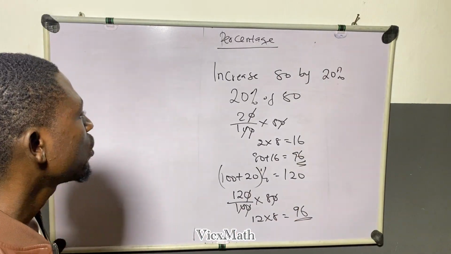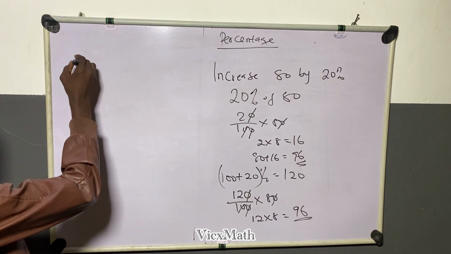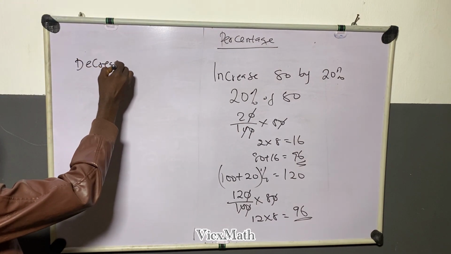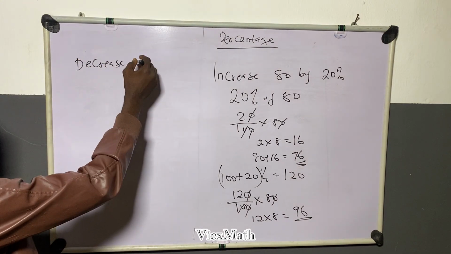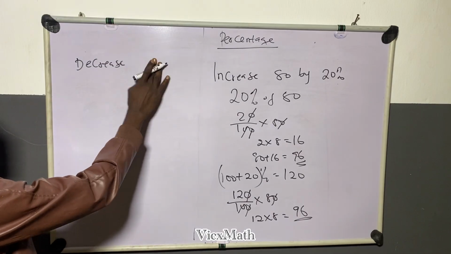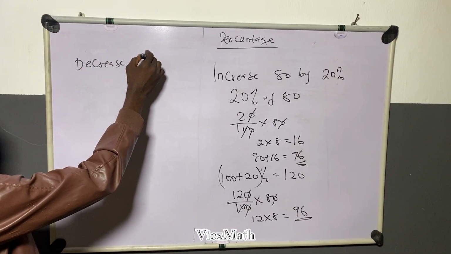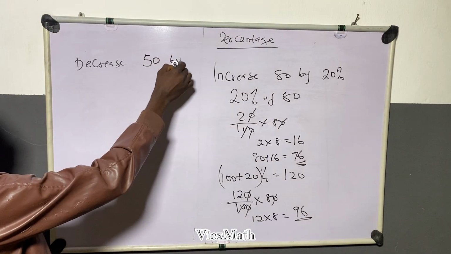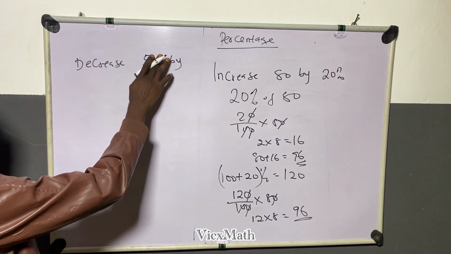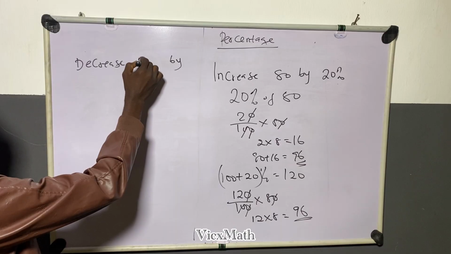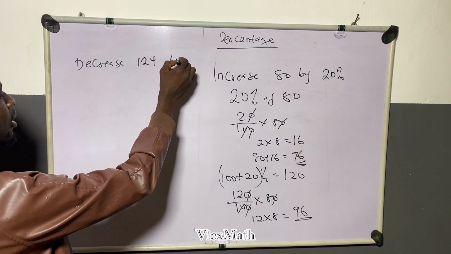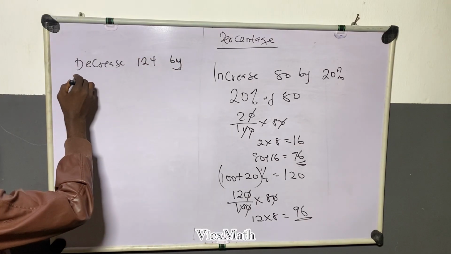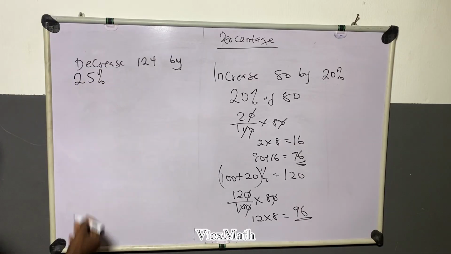Now let's look at decrease. Imagine having a decrease of, let's say, the same 80, or let's use another number. Which number do you want us to use? Decrease, it must not be a number that ends in 0. Let's use 124 by 25%. By 25%. What do we do here?